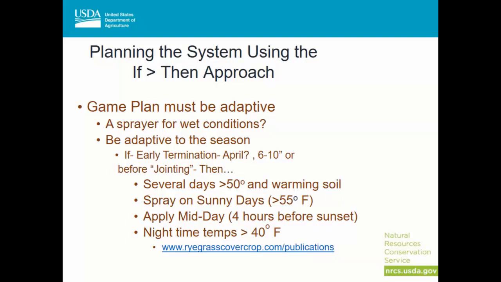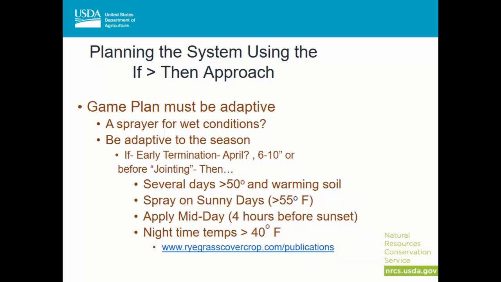I would like to have several days above 50 degrees so that translocation is happening rapidly. I'd like to spray on a sunny day if at all possible with temperatures over 55 degrees. And I want them to stop spraying 4 hours before sunset. That has to do with when photosynthesis stops early in the year. If it takes a couple hours for that product to get into the plant and get moving through the plant, it only does that when the plant is photosynthesizing, okay? So I need about 4 hours before sunset to assure that it got translocated through the plant, especially in cooler weather. That happens really fast in the summertime, so it's not as big a deal. But in this earlier, cooler spring, you're going to need more time to get that moving around.